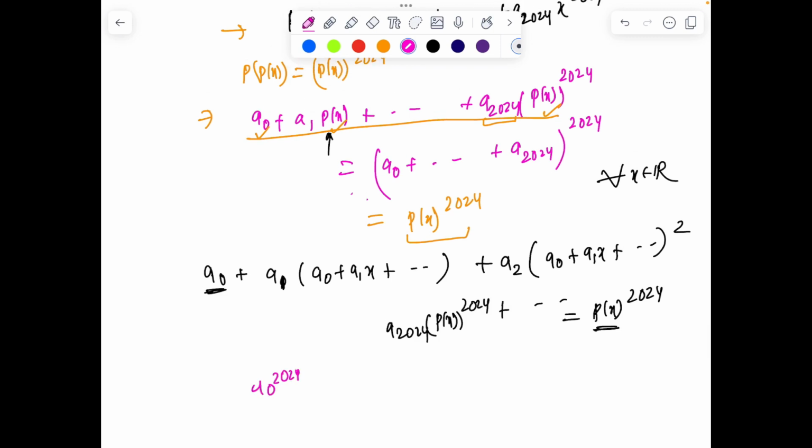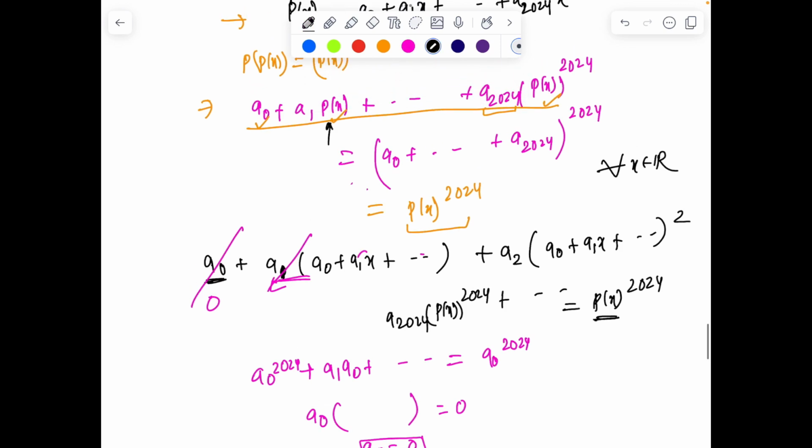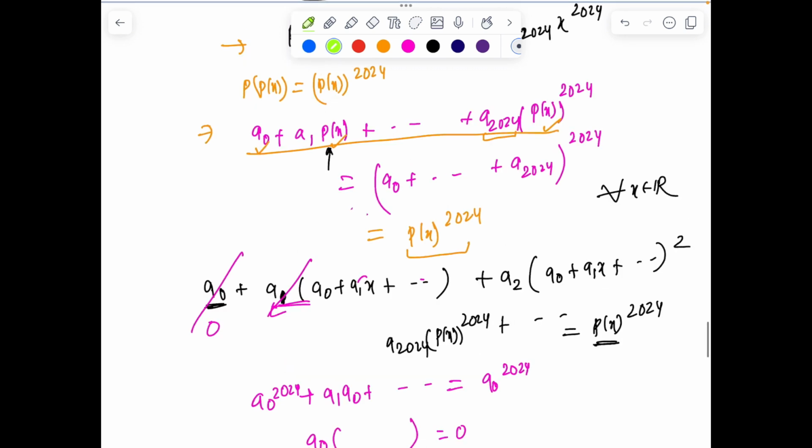Now if you equate all the values, because the constant term here is going to be a0 to the power 2024. Okay, and the constant term from here will be a0 to the power 2024, a1 a0, and so on and so forth. And from the last we have a0 to the power 2024. Okay, so clearly you can see here, if I take a0 common, I'll get something equals 0. So one of the solutions is a0 equals 0. Okay, similarly you can prove a1, a2, everything will die just by equating.